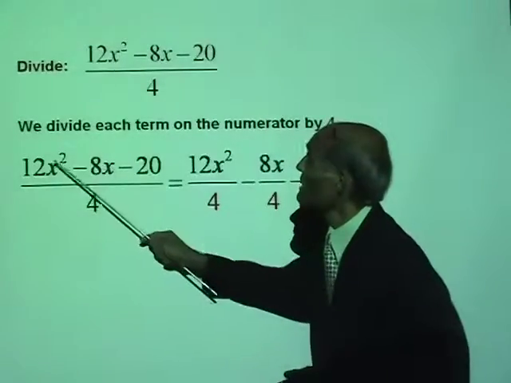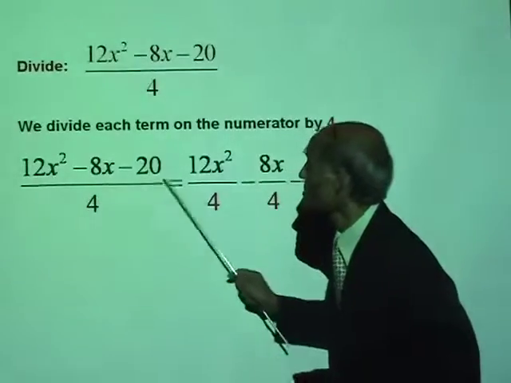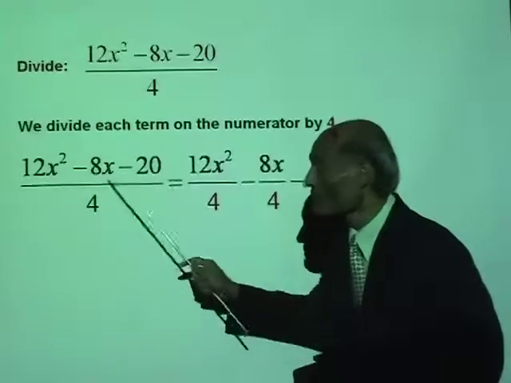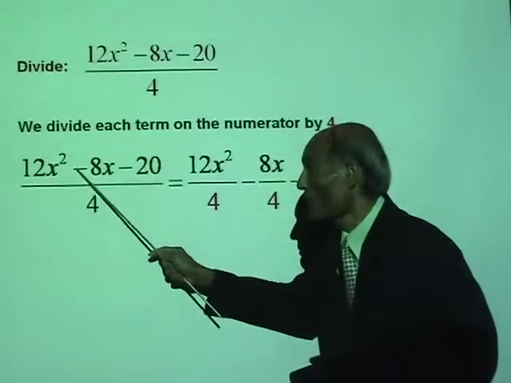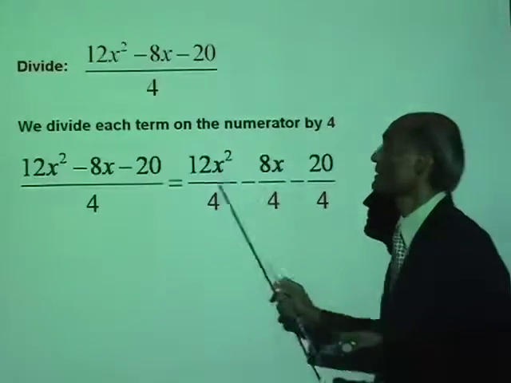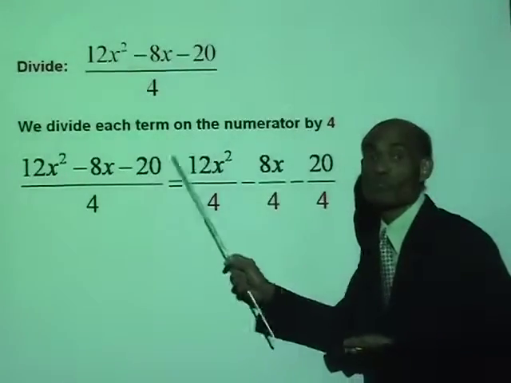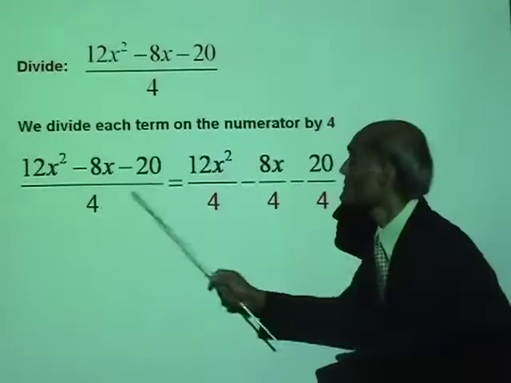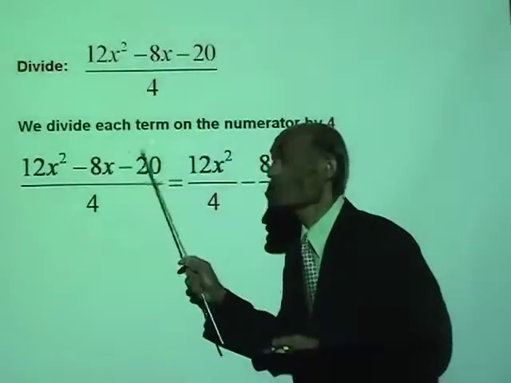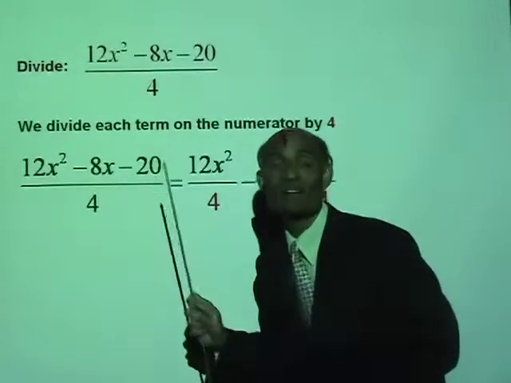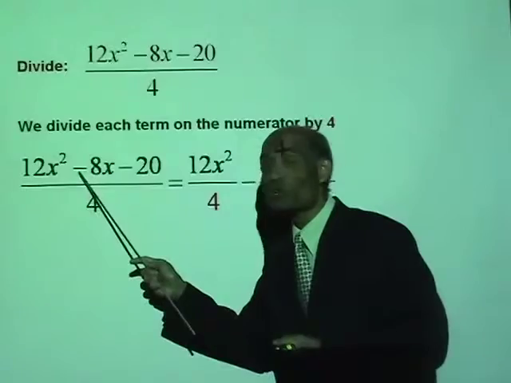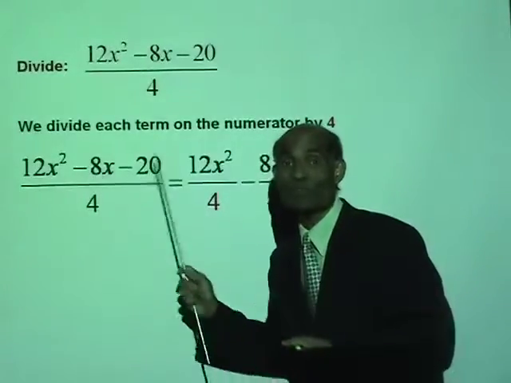So that will be 12x squared divided by 4. And look what sign is used afterwards. This sign. Minus 8x divided by 4 minus 20 divided by 4. Each term on the numerator is divided by that monomial, that is 4. And remember to use the proper signs.